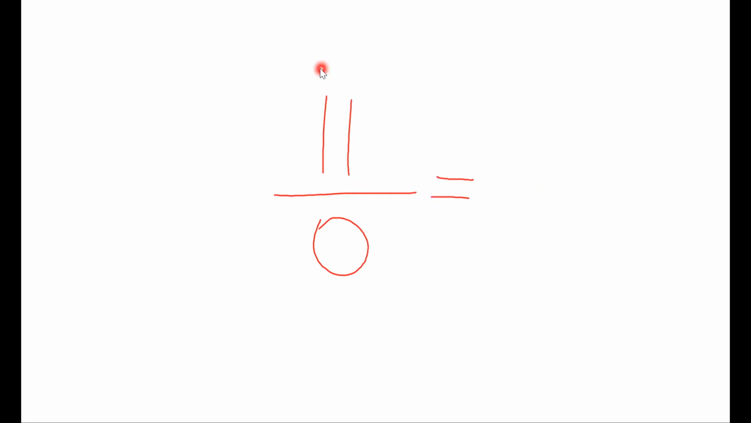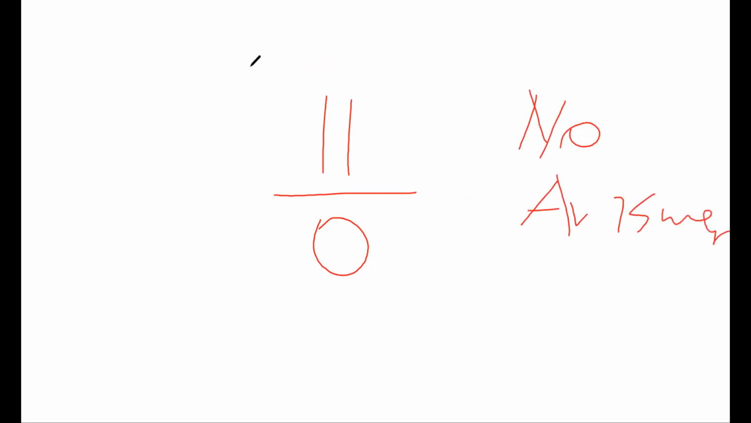So saying 11 divided by 0 equals, that alone is a silly idea. There is no answer. I can't say it equals anything. There's no number that's going to work and make that happen. We call that undefined. It literally doesn't have a definition. There's nothing we can do with it. And then one more interesting case.